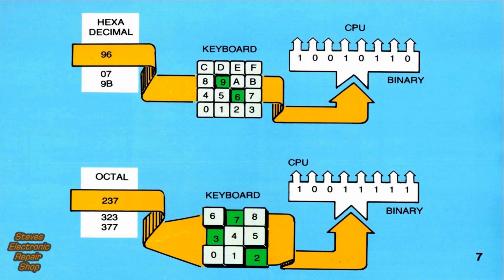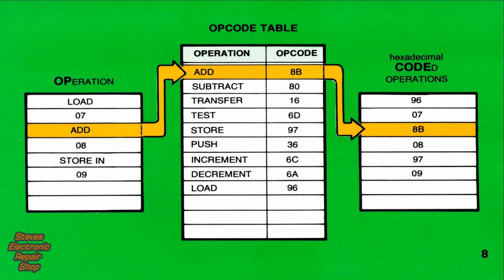As shown at the bottom, a similar process is used for octal numbers. With this method, fewer key closures are required, and the program can be entered faster than with binary switches. Although the keyboard is a big step forward, it still has its drawbacks.